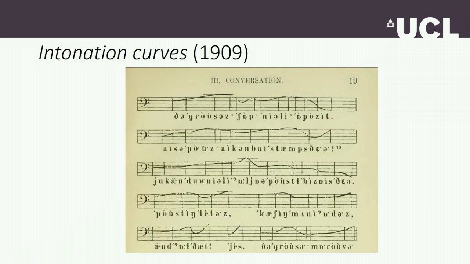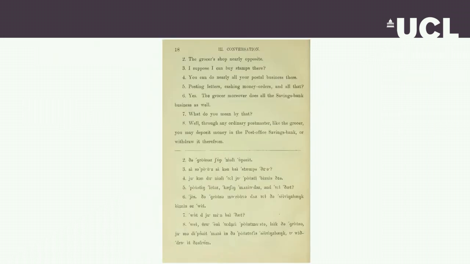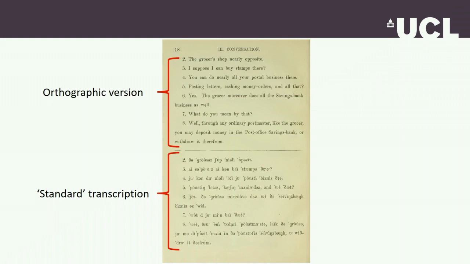Aligned with the intonation curves themselves, Jones gives a detailed segmental transcription of the speech on the records, and on the facing page, the orthographic version and another standard transcription, which is his own approximately phonemic transcription of the text rather than the recording.